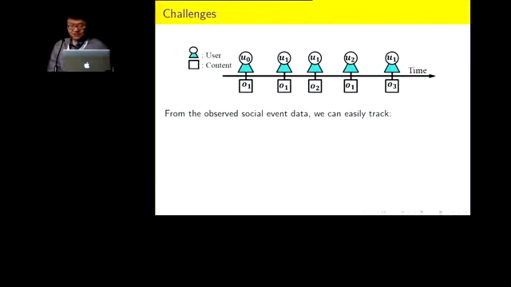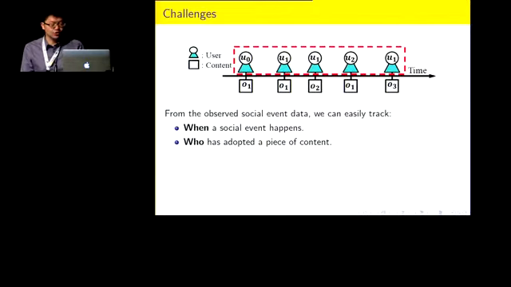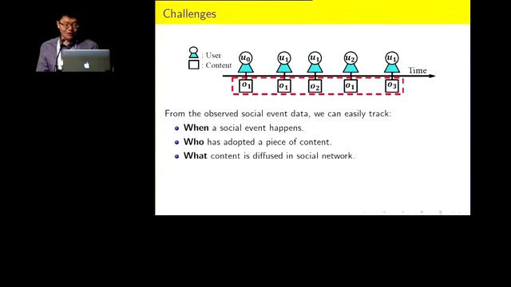From this observed data, we can easily track the following information about an event cascade. First, when a social event happens. Second, who has adopted a piece of content. And third, what content is diffused in the social network. However, there remain two essential questions.